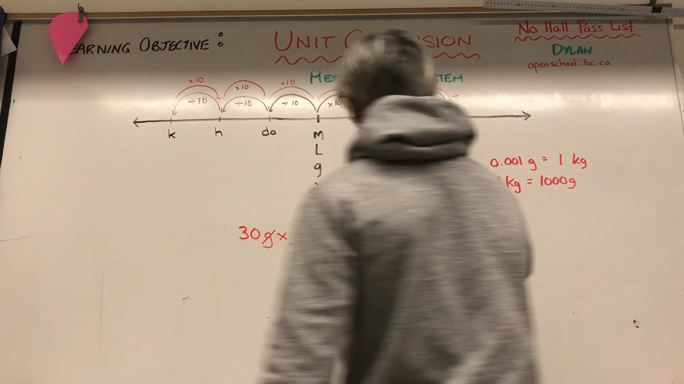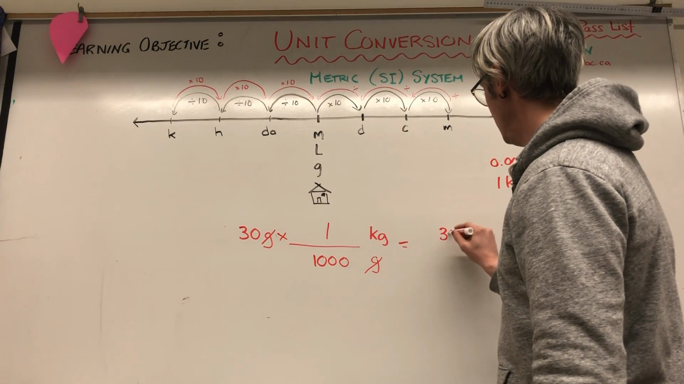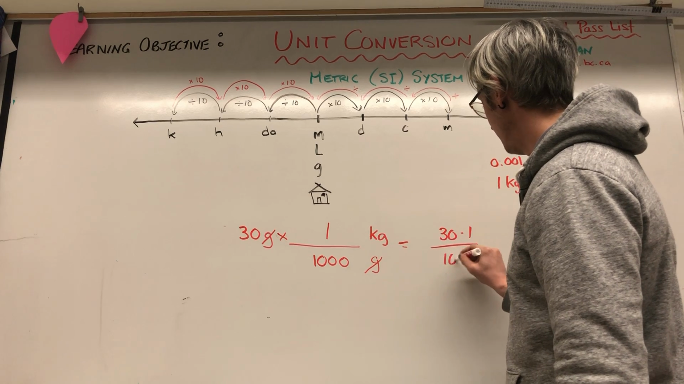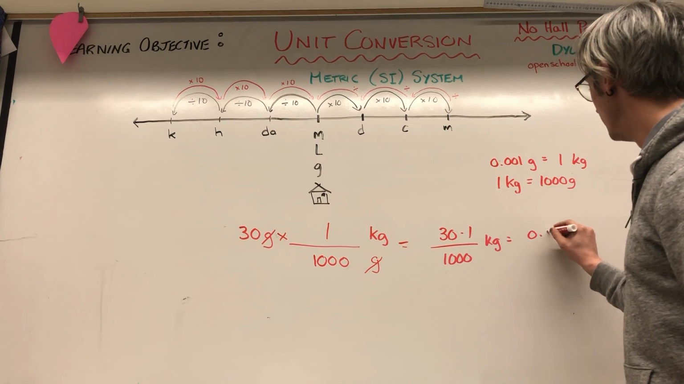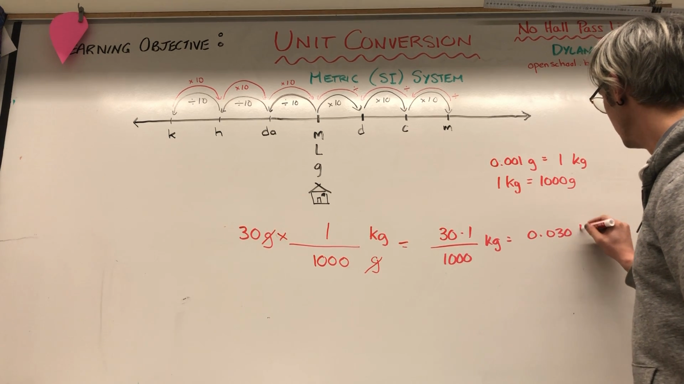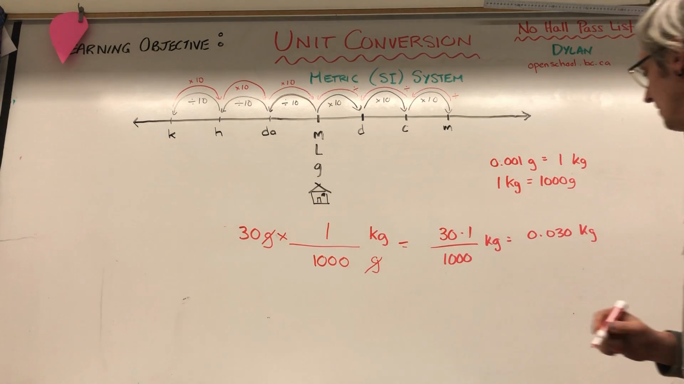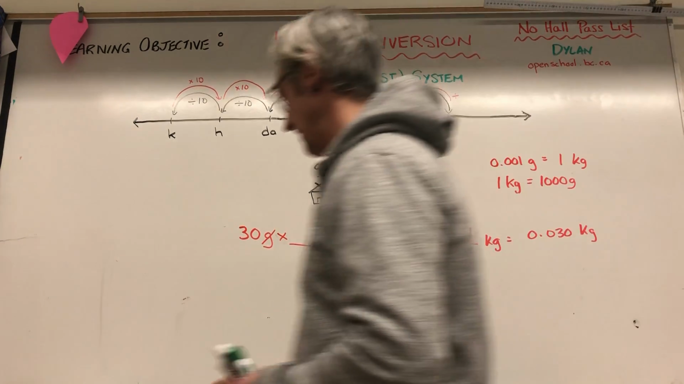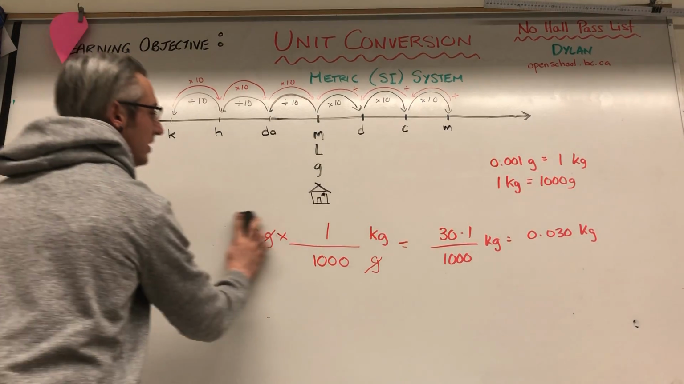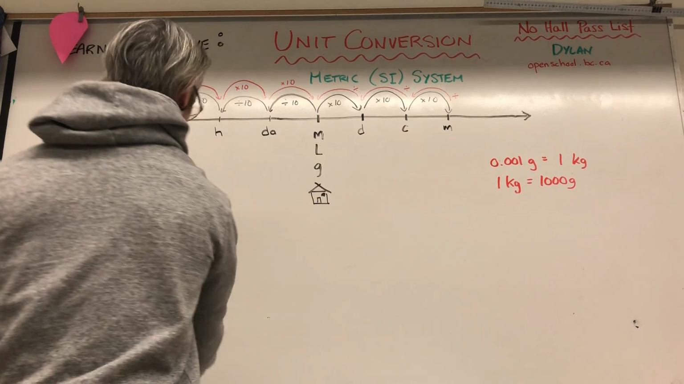And if I do this, I get 30 times 1 divided by 1,000 kilograms, or 0.030 kg, which is what I got when I just moved my decimal. And that's pretty much working with metric conversions, but we can do a couple more here.